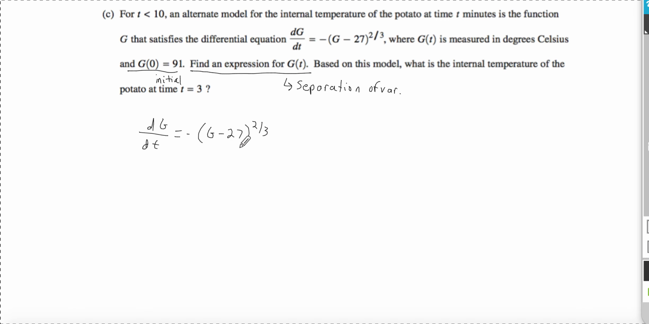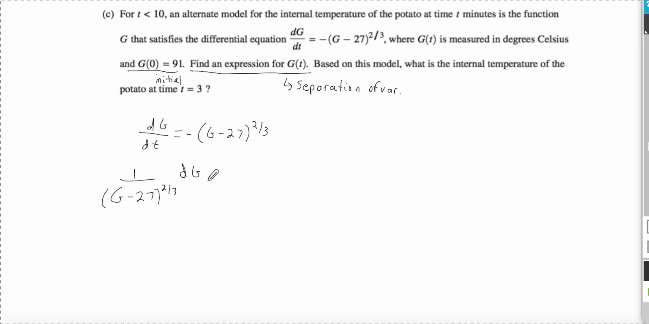I see g stuff. There is no t stuff except for the dt. So I'm going to move the dt to the right by multiplying. That's normal. And I'm going to divide g minus 27 to the 2/3 to the left-hand side. I'm going to leave the negative sign just on my right-hand side. So I'm going to divide g minus 27 to the 2/3. I'm going to divide that quantity to the left, leaving the dg still there within the numerator.